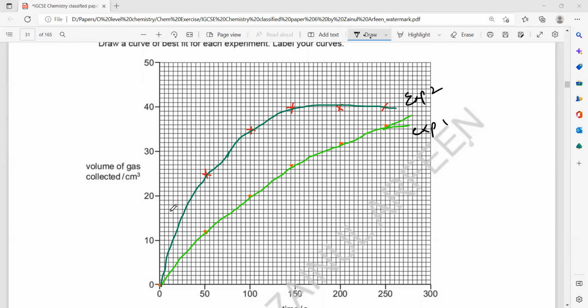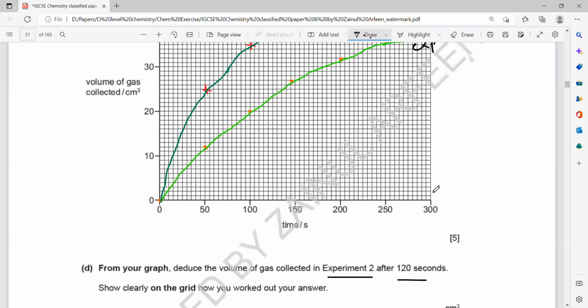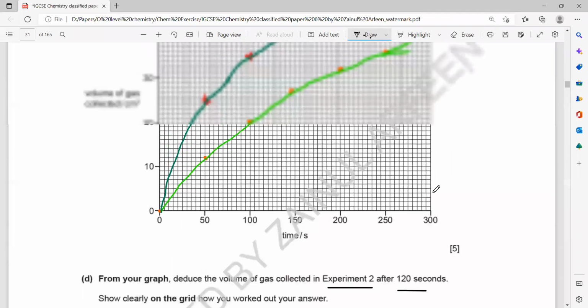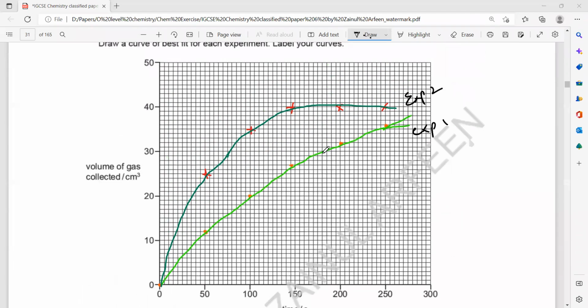Now the next part, from your graph, deduce the volume of a gas in experiment 2 after 120 seconds. So experiment 2, after 120, and you have to show this. You can write along the gradient as well. That's fine. So we want to find how much volume of gas is given off for experiment 2 at 120.